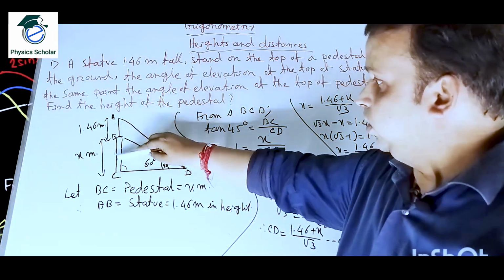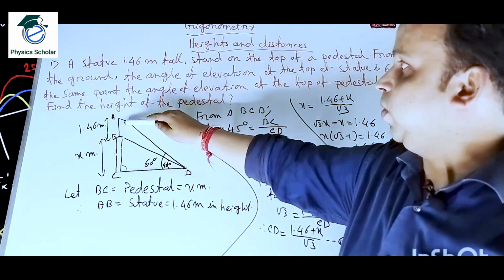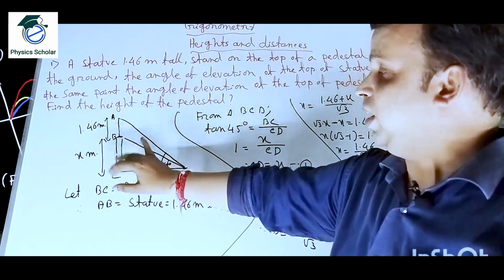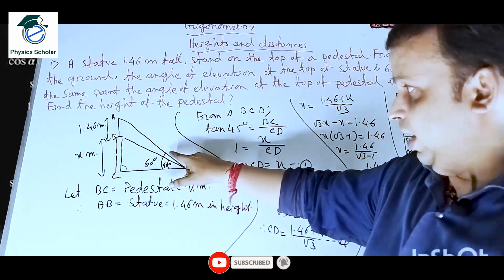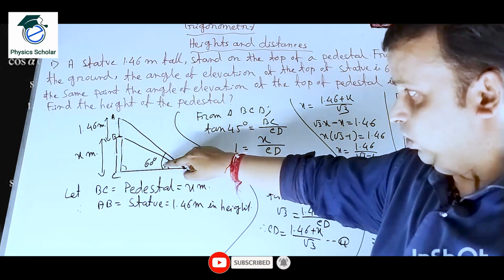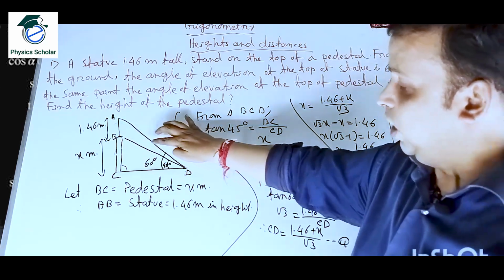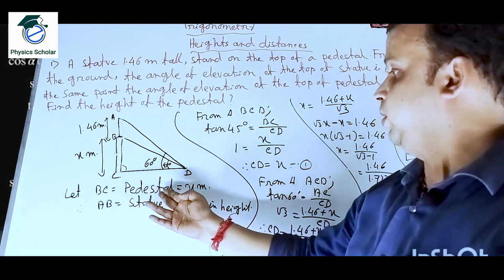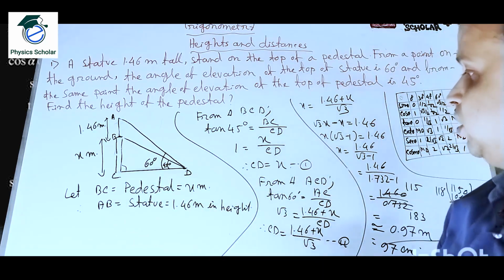So it is a pedestal on which the statue is there. The height of the statue is 1.46 meters. Now we have to find out the height of the pedestal. Let the height of the pedestal be x. From D, the angle of elevation to the top of the statue is 60 degree, and the angle of elevation to the top of the pedestal is 45 degree. Clear? So let BC, the pedestal, be x, and the height of the statue is 1.46 meter.